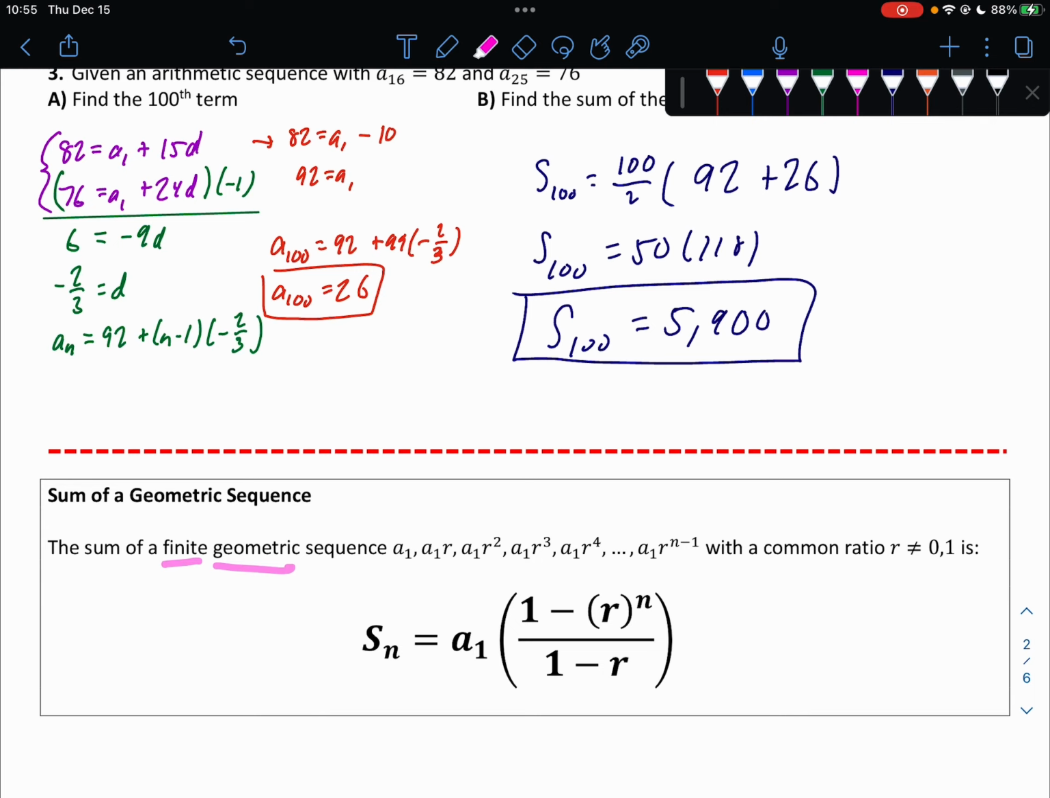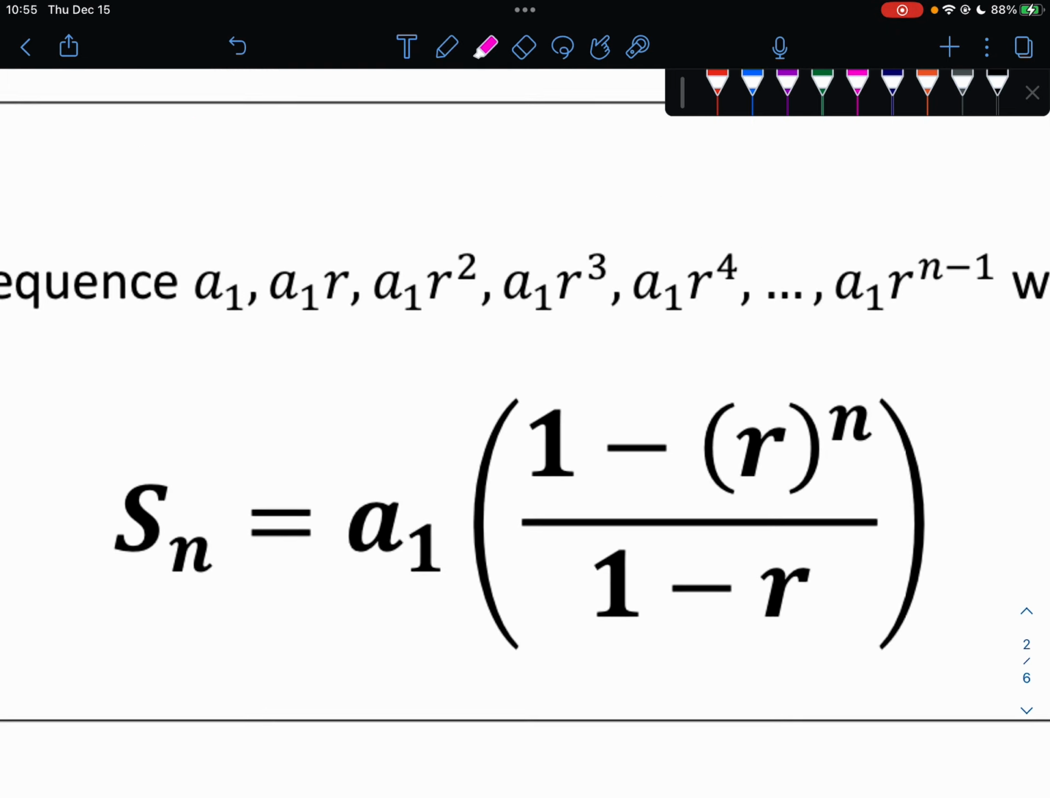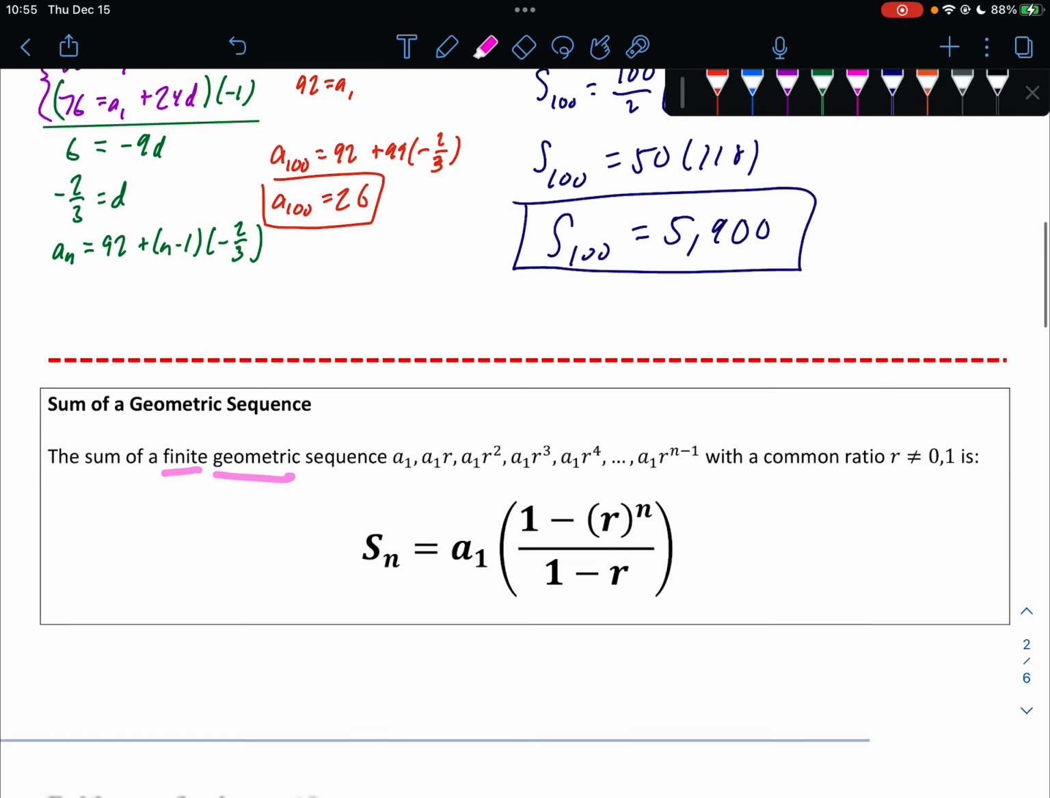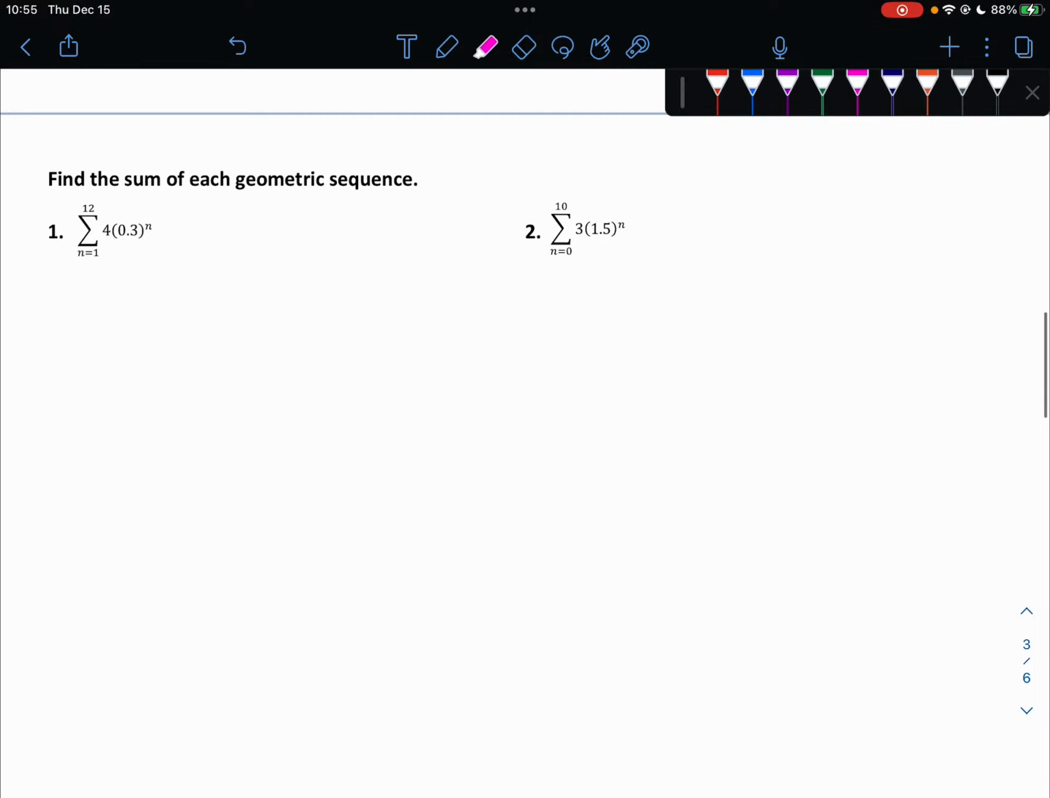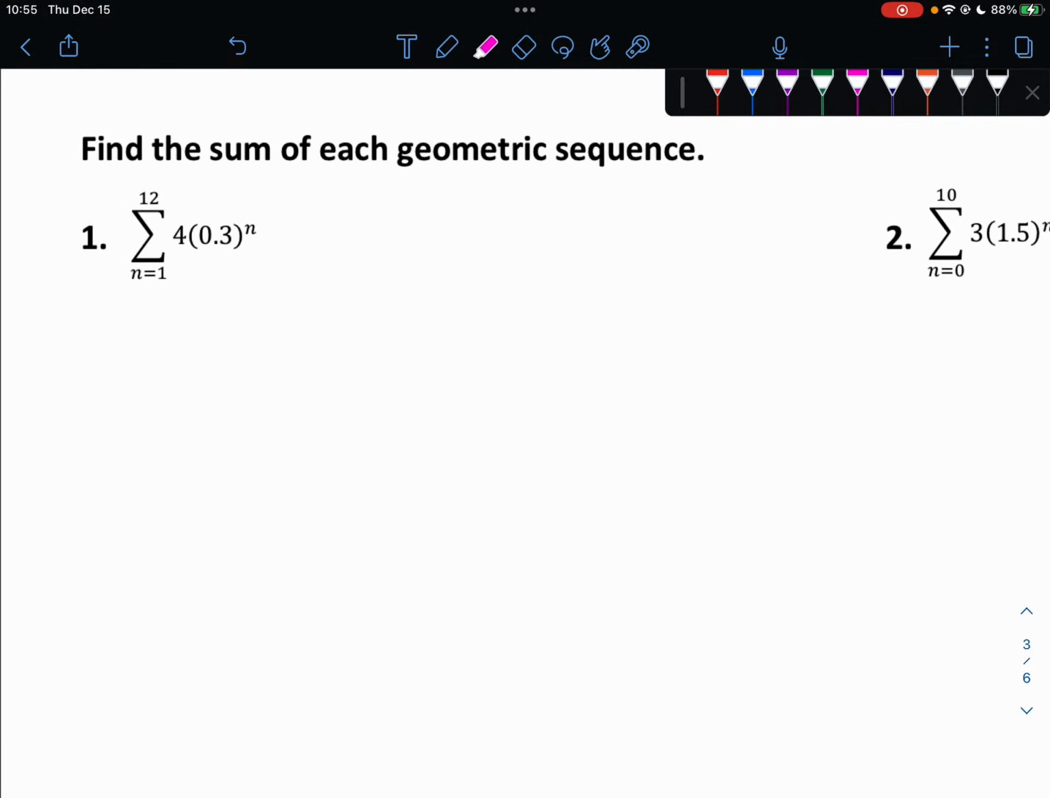So our formula for finite geometric sequences is right here. The sum of the first n terms is the first term times the ratio of 1 minus r to the n divided by 1 minus r to the first. So let's take a look at some problems and see if we can apply that formula here.